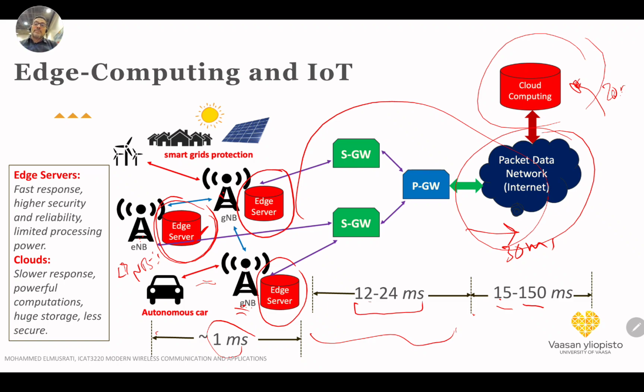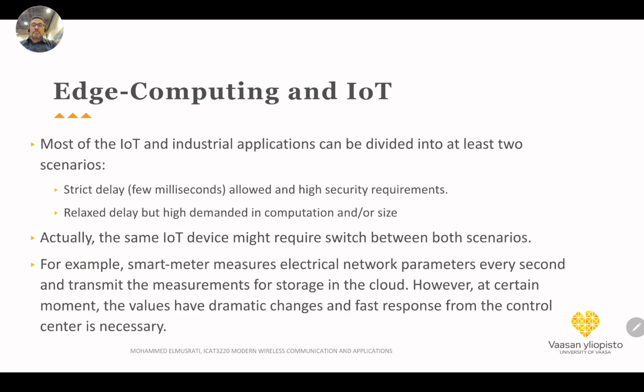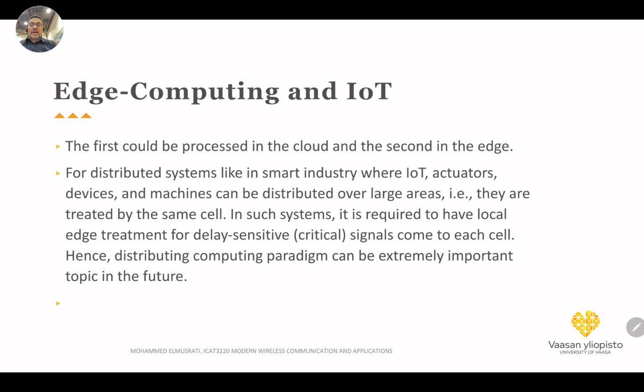But at the same time, we have a small ultrasonic radar in the car, and now we need some fast action. So now we have two types of data. One is time critical, one is non-time critical but has a high power requirement. Then this can be divided into two paths. One path is taken here in the local edge server. The second path is taken to the cloud. So we can manage this, and this is one of the future 5G applications. So as we said, the distributed computing paradigm can be an extremely important topic in the future.